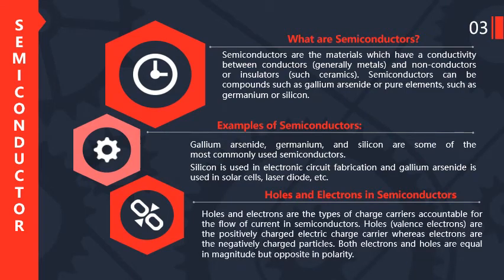Now, holes and electrons in a semiconductor. Holes and electrons are the type of charge carrier accountable for the flow of current in a semiconductor. Holes, called valence electrons, are the positively charged electric charge carriers, whereas electrons are the negatively charged particles. Both electrons and holes are equal in magnitude but opposite in polarity.